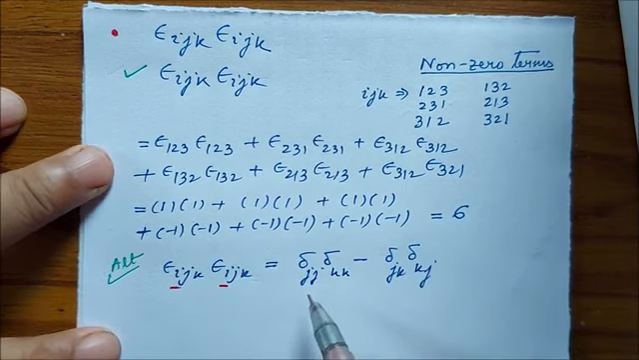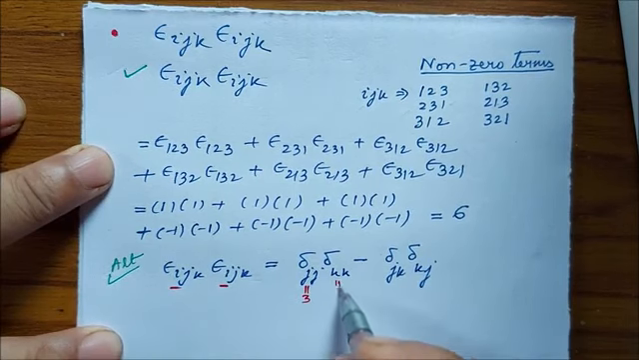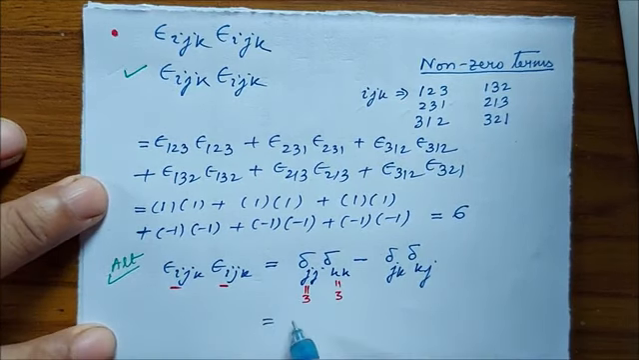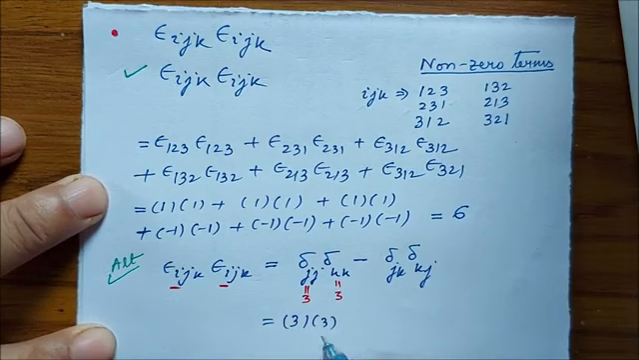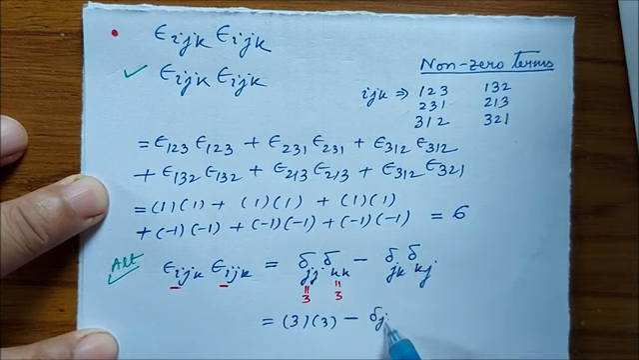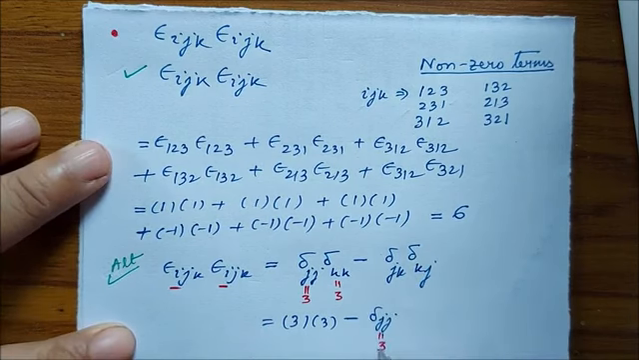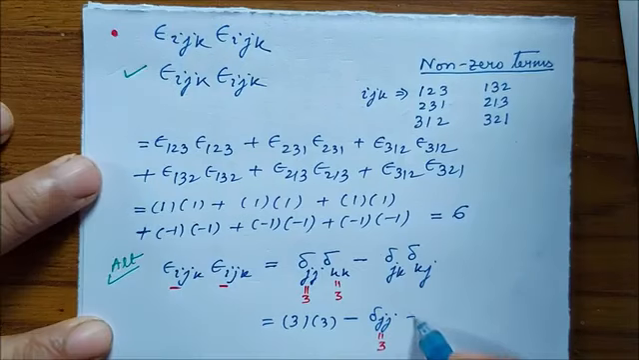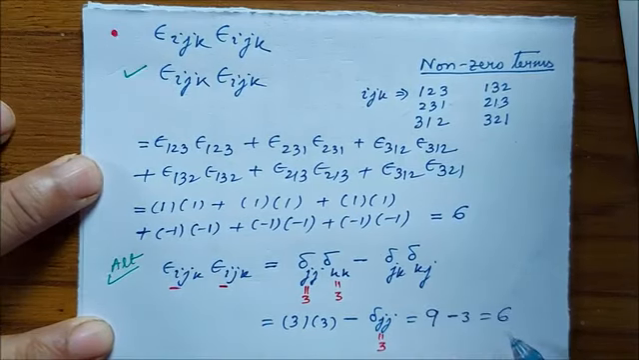And again, in the video on Kronecker delta we proved that this is 3, this is also 3. So what we get is 3 into 3 minus, we can contract the index k to get delta jj, which is 3 again, and therefore we have 3 into 3 is 9 minus 3, which is 6.